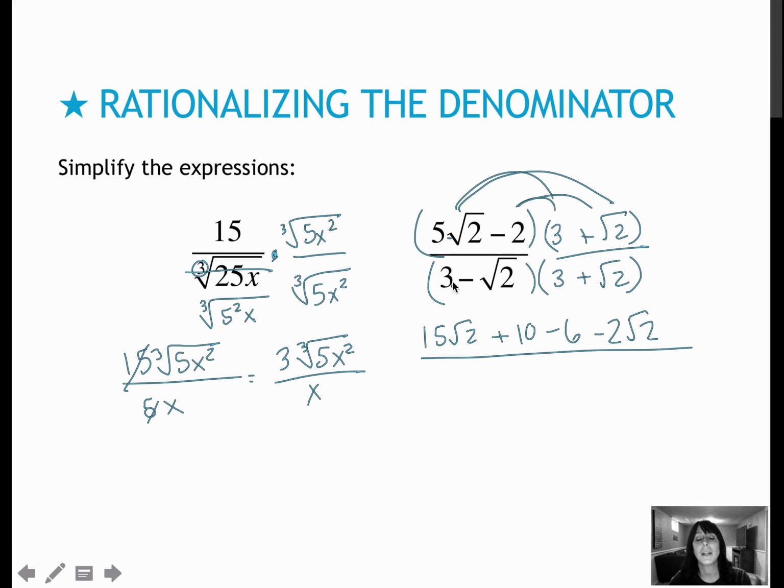Foiling the denominator, I would get 9, and then I would get plus 3 radical 2, minus 3 radical 2, and then minus 2. I promise to subtract correctly this time. So on the numerator, I have 15 and minus 2, which would of course be 13 radical 2, and these combine, of course, to give me 4. So I'm going to write 4 and then plus 13 radical 2. My denominator is 9 minus 2, which is 7, and that's my final answer.